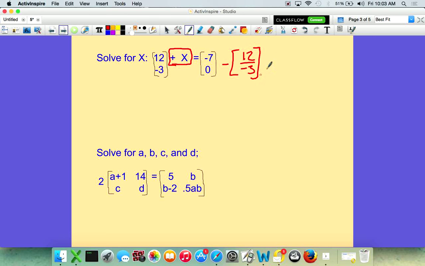And then all we have, negative 7 minus 12 is negative 19. 0 minus negative 3 is a positive 3. And there's our answer. Just like any equation, you can always plug our answer back in for x to be able to see if it fits. So 12 plus negative 19 is negative 7. Negative 3 plus 3 is 0. So this is our correct answer.